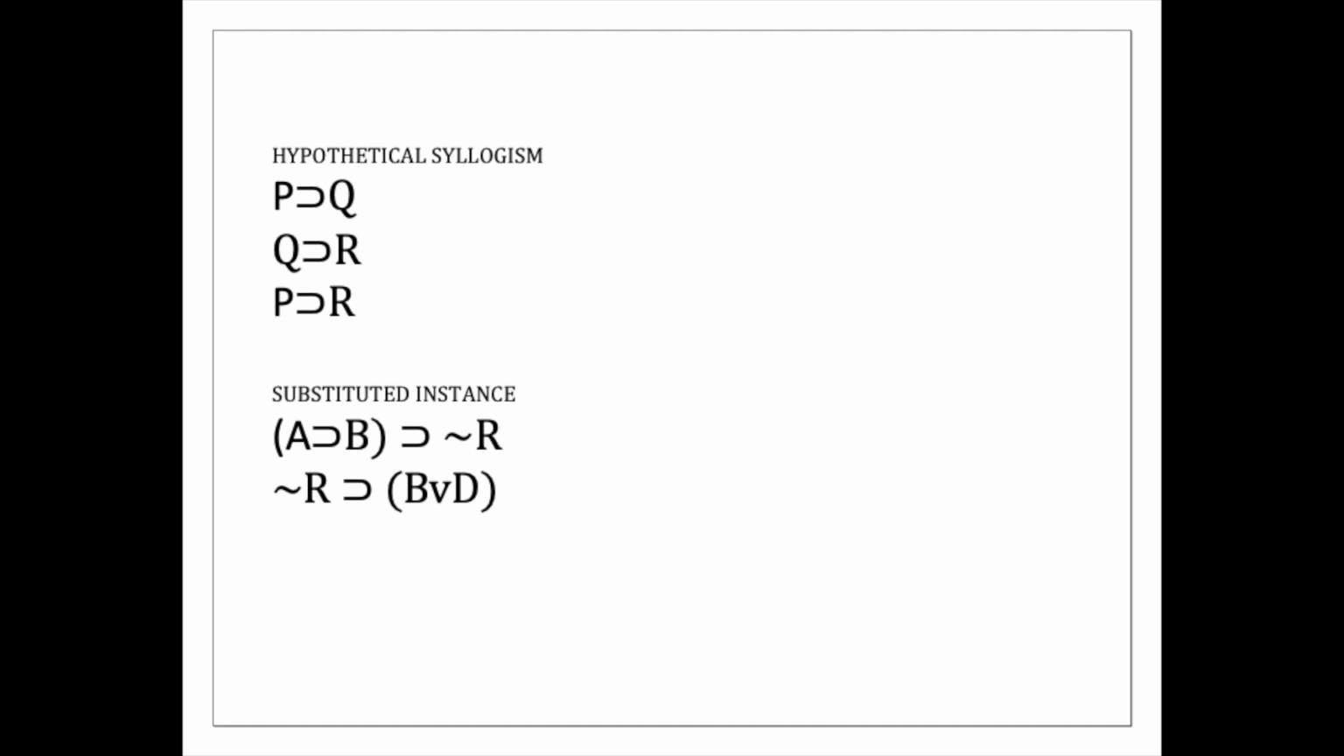Now, you have the first premise, which is a conditional, and the second premise, which is a conditional. The consequent of the first premise is tilde R. The antecedent of the second premise is tilde R. Because the consequent of the first premise and the antecedent of the second premise are the same, we can perform the hypothetical syllogism. And therefore we can infer the conclusion: if A, then B or D.